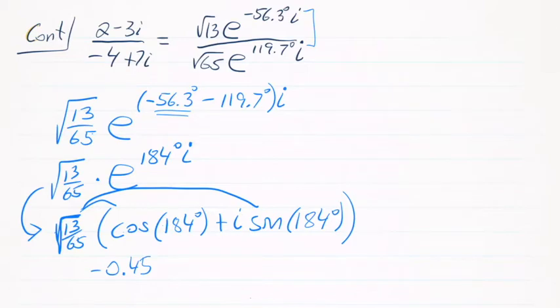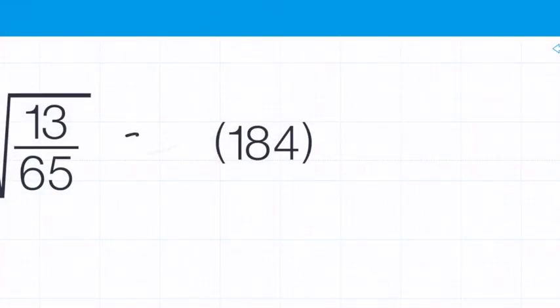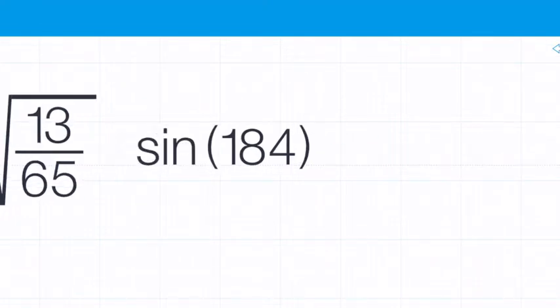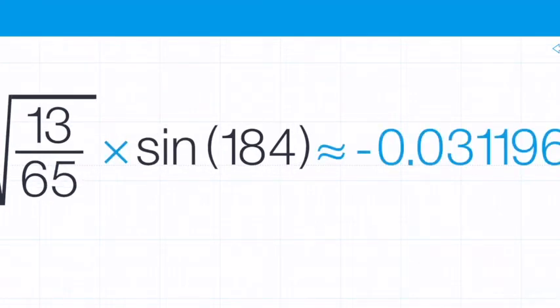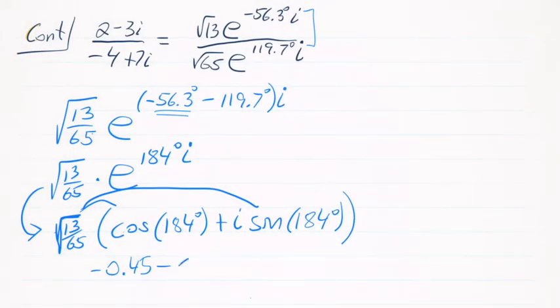And then if I do the same thing for the sine, I just need to change this cosine into sine. I'm going to get negative 0.03, and the second term gets an i.